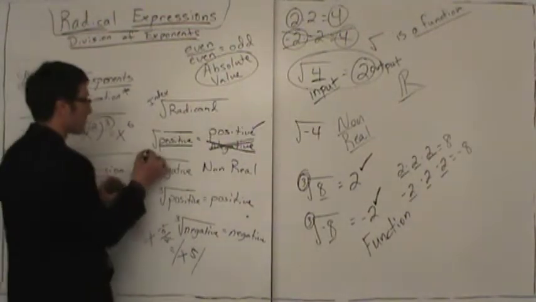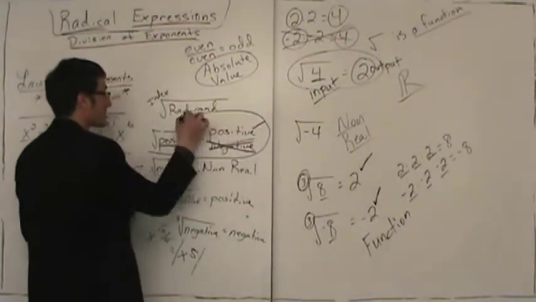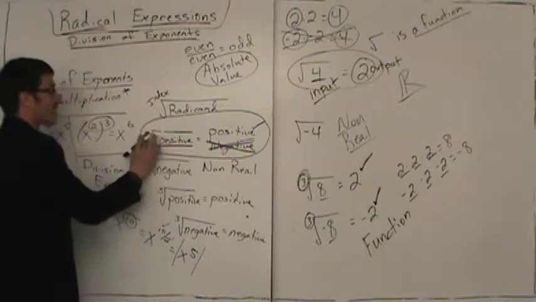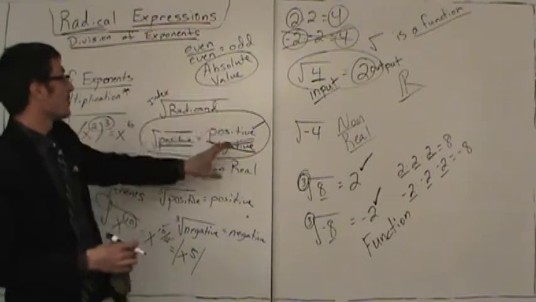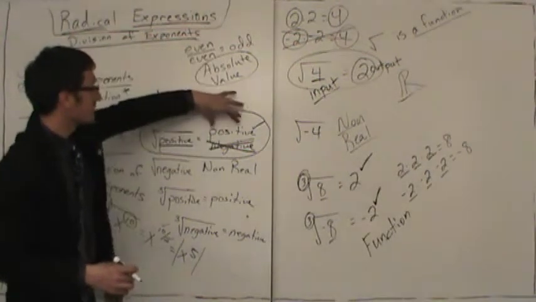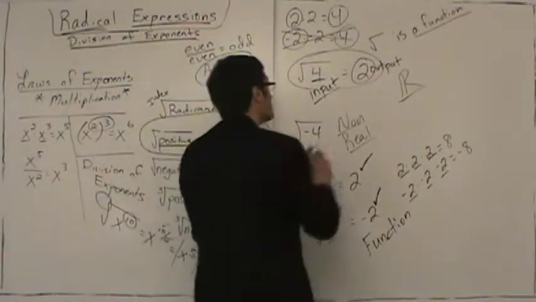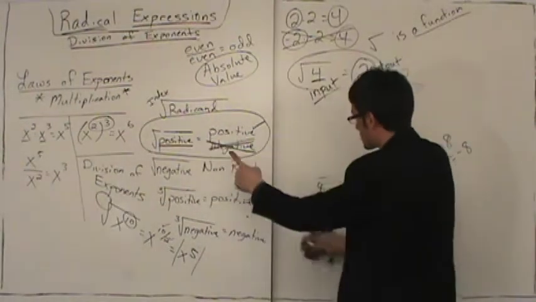And what is our problem case? Our problem case is the square root. When the index is an even 2, we have problems. And the problems that exist, we have to use absolute value to guarantee that our answers are only positive, not negative. Now, again, this will be understood in the next video.